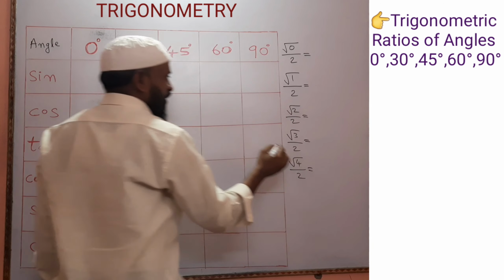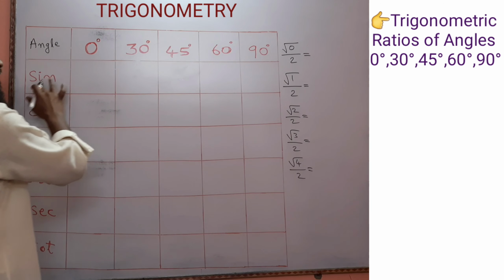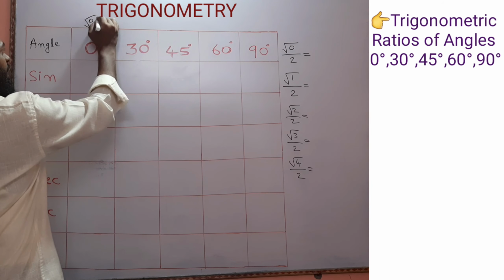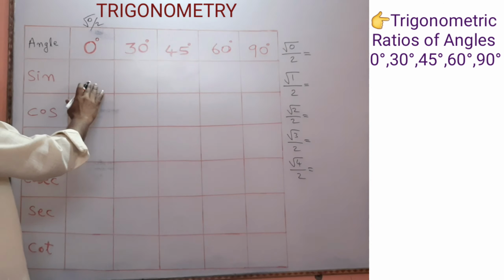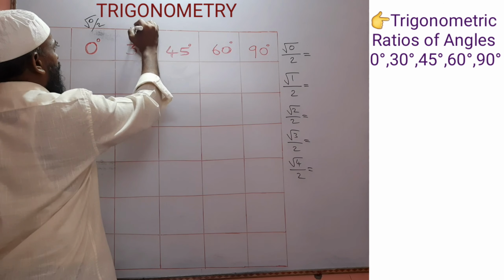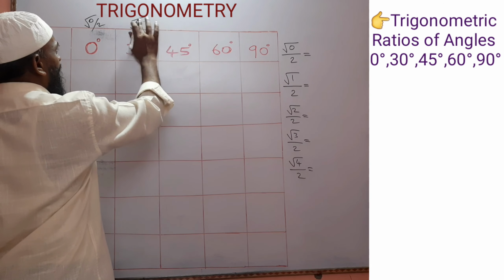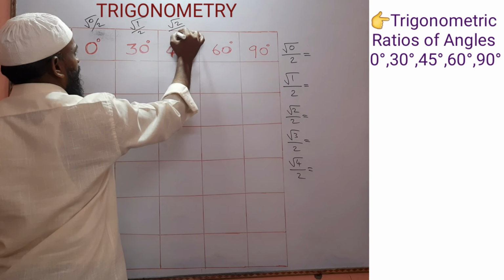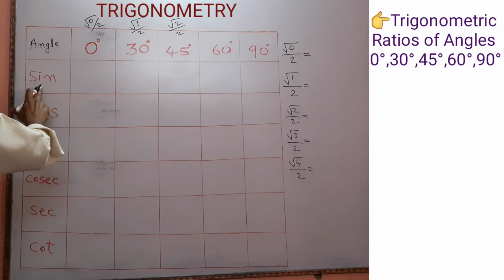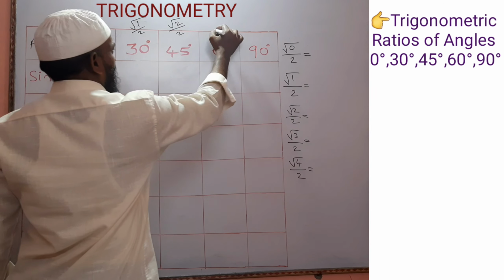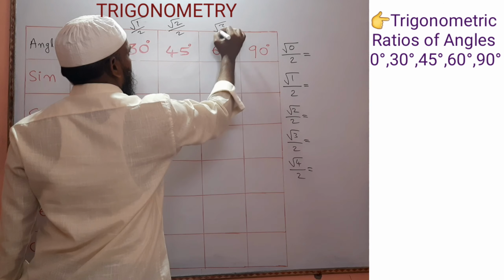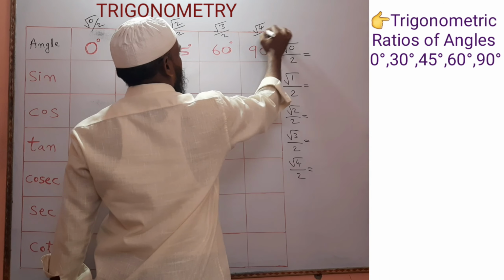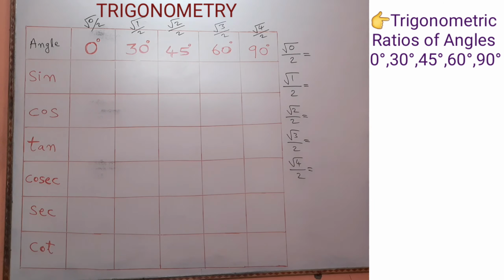From this trick we can find the values of sine. If we take under root 0 by 2, we get the value of sine 0 degree. If we take under root 1 by 2, we get the value of sine 30 degree. If we take under root 2 by 2, we get the value of sine 45 degree. If we take under root 3 by 2, we get the value of sine 60 degree. If we take under root 4 by 2, we get the value of sine 90 degree.